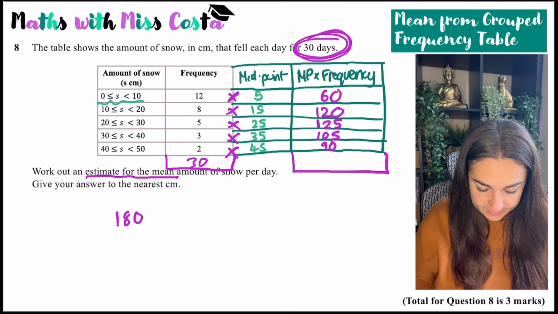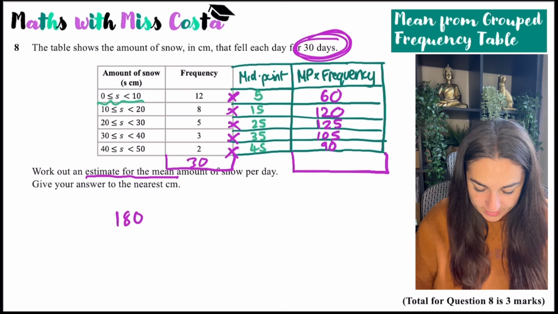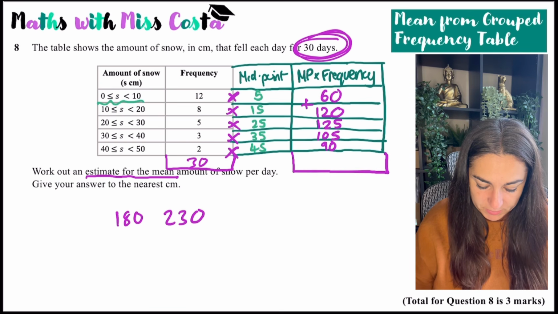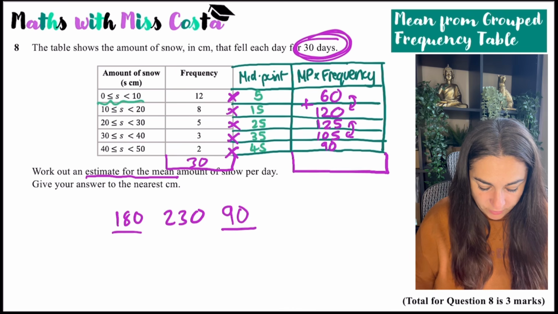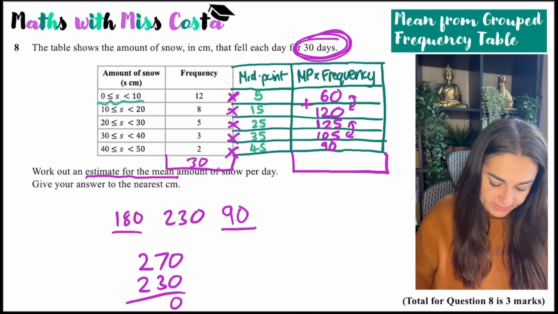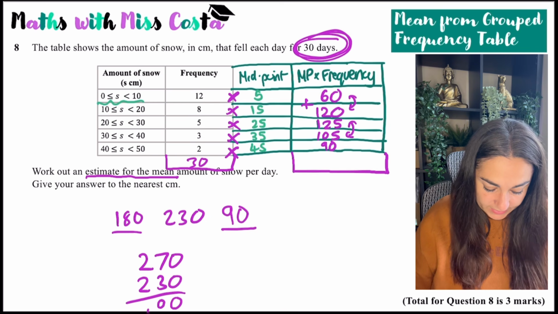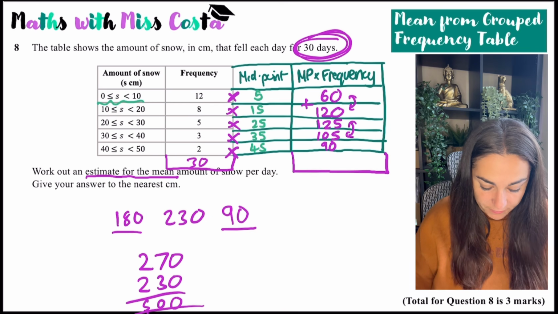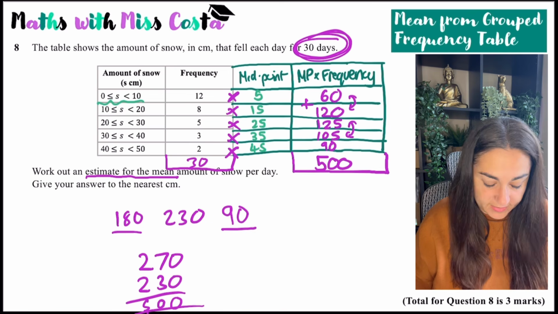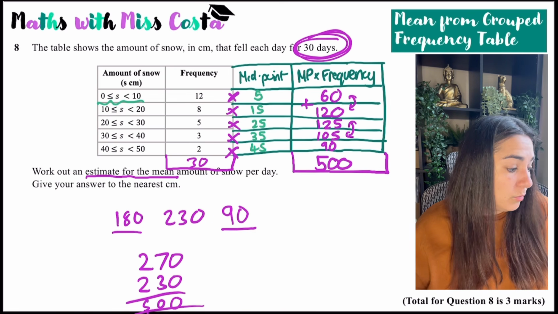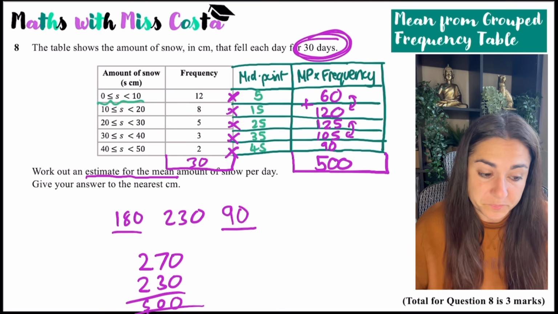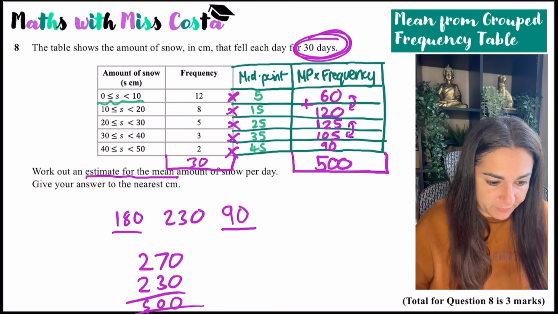So 60 plus 120 is going to be 180. 125 plus 105 would be 230. So I'm just bunching them in twos just to make it a little bit easier. And then I'm left with 90. So 180 plus 90 is 270. And then I'm left with 270 plus 230. 7 plus 3 is 10. 2, 4, 5. So 500. You could have added this in absolutely any way that you want. That's just one of the ways that you can make life a little bit easier for yourself.